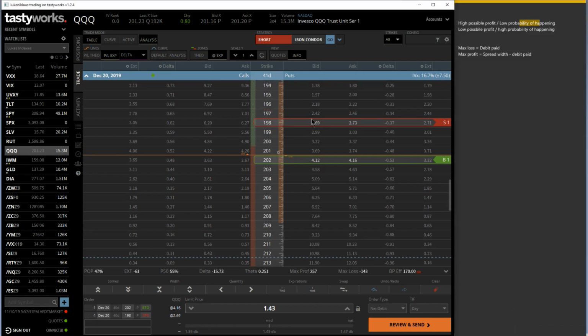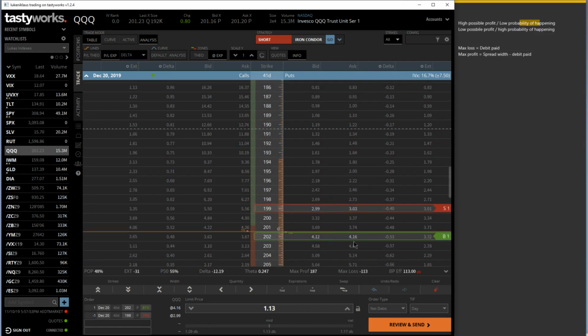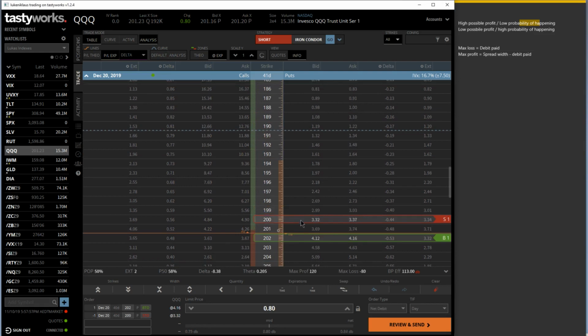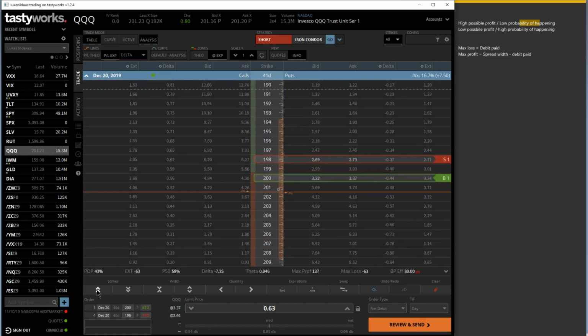So that's kind of how you want to think of this. What I sometimes do, though I rarely do that, to be honest, is say I have a $2 wide spread, and I'm thinking of a technical factor or something like that. One second.